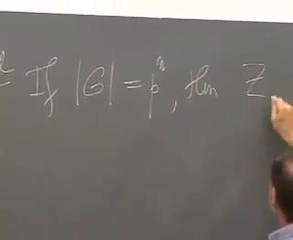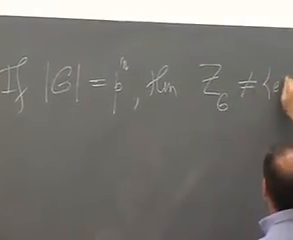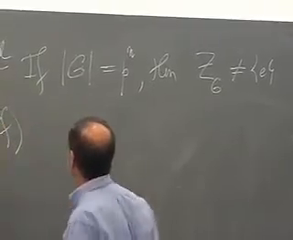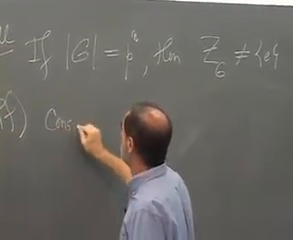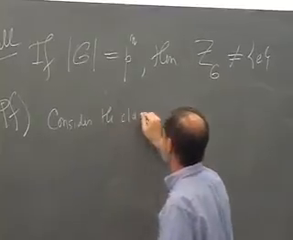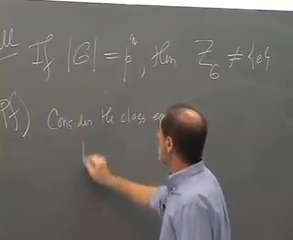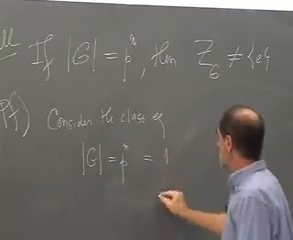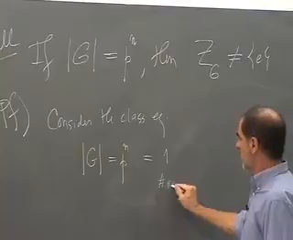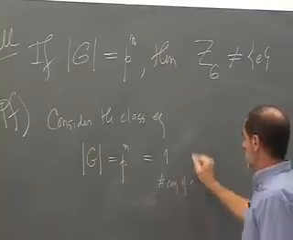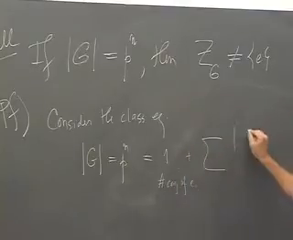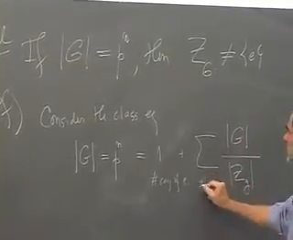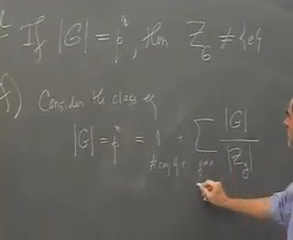The center of G is not equal to the identity element. And the proof goes like this. Consider the class equation. The order of G, which is p to the n, is equal to 1, the order of the conjugacy class of the identity, plus the sum of the order of G over the centralizer of g. This is over g not equal to the identity conjugacy classes.